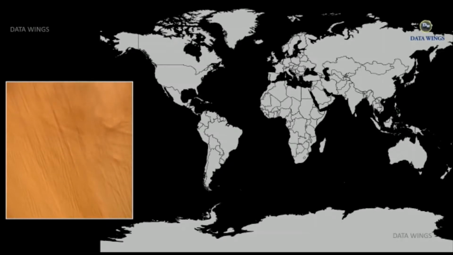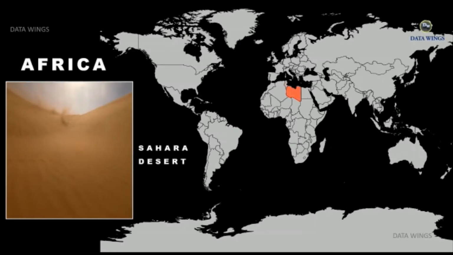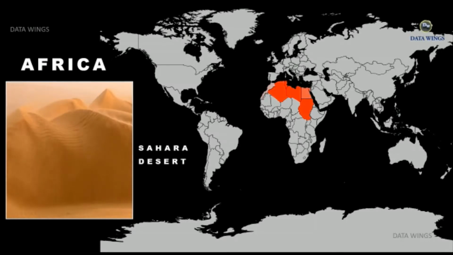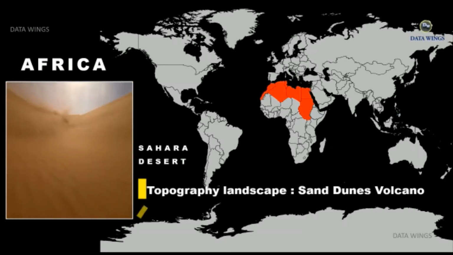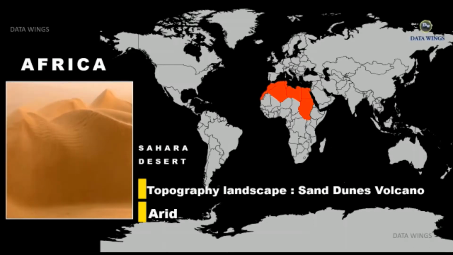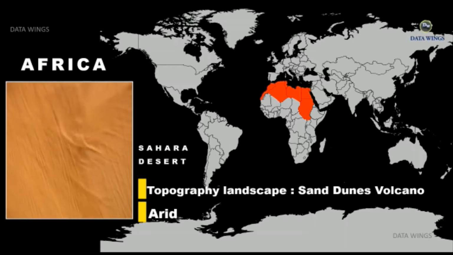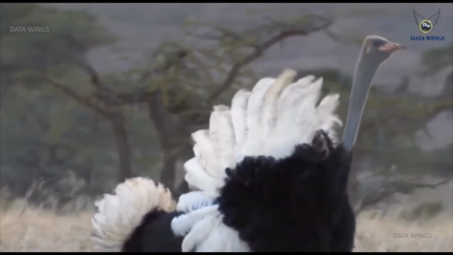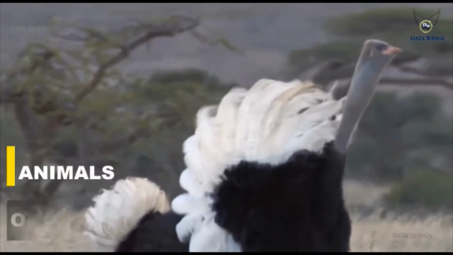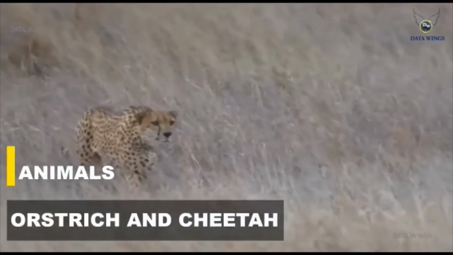So what we're going to be looking at today are the world deserts. And the first one we're looking at is the Sahara Desert, which is the largest desert in the entire world. And the topography or landscape here are sand dunes and volcano. And it's actually very arid over here.